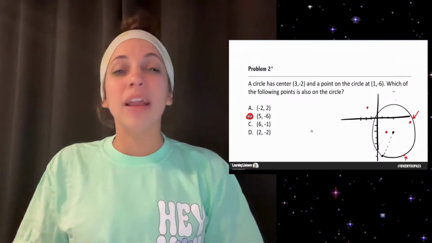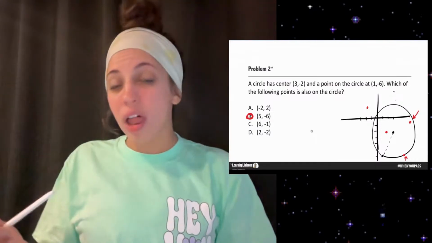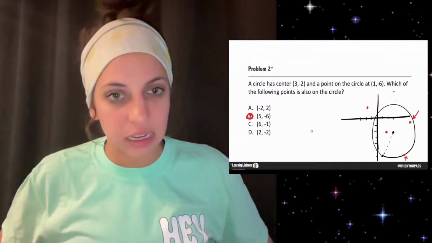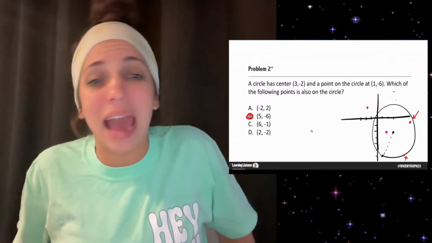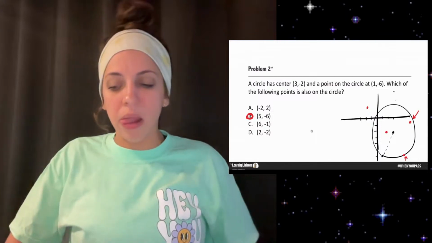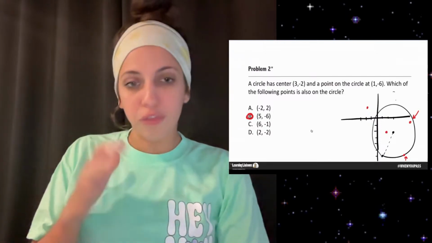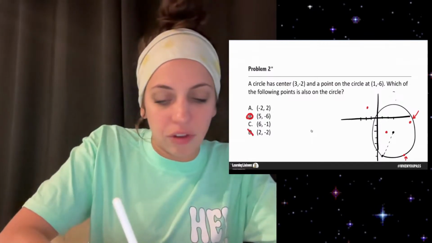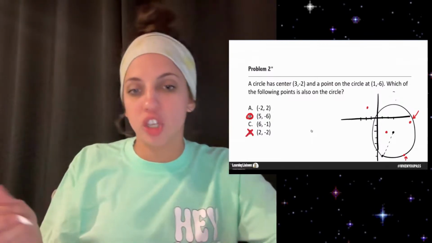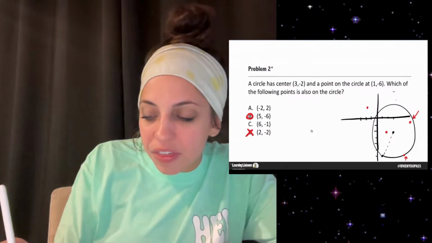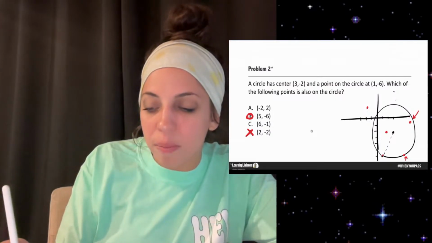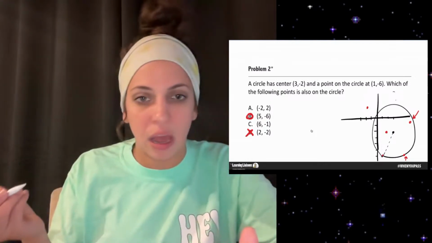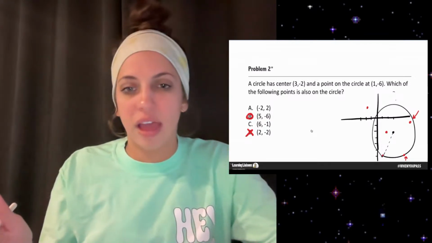But if I was running out of time and had 30 seconds left and I had to choose an answer, I would choose (5, -6). Is it right? Is it wrong? I don't know, but that's what I would choose. (3, -2) and (2, -2), I can automatically get rid of that one. That's a self-elimination one, because if this point is on the circle, then the point that's literally right next to the center of the circle is not going to be an option. So I know I can get rid of that one.